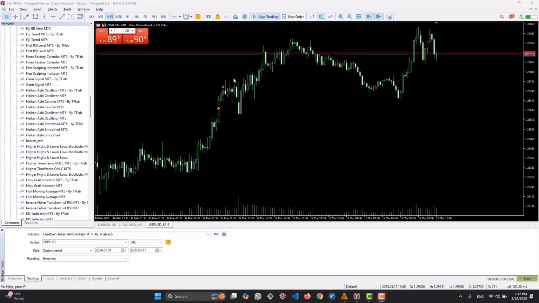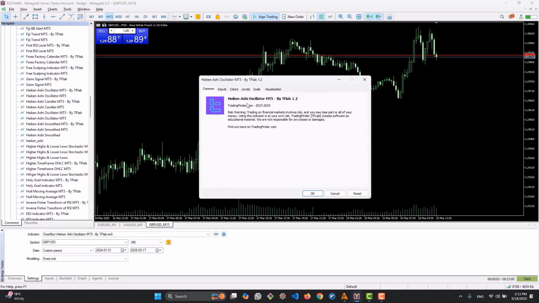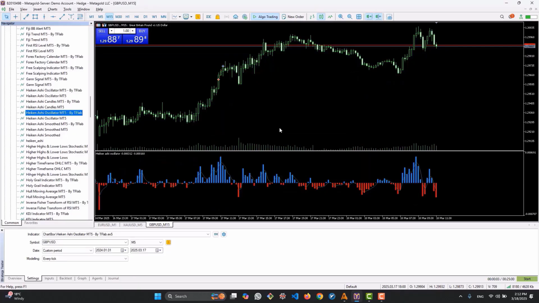Hello. In this video, I will examine the Heiken Ashi Oscillator indicator on the MetaTrader 4 and MetaTrader 5 platforms. This indicator provides an oscillatory display of the Heiken Ashi indicator, showing candles similar to the main candles on the chart here.